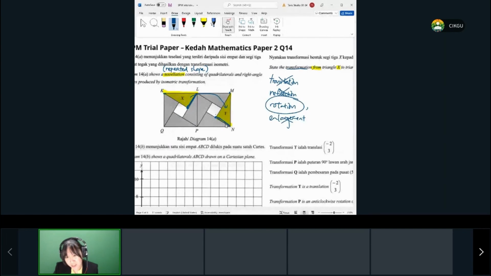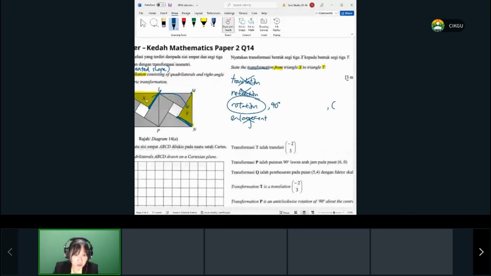So you look at the angle between this line and this line. It looks like 90 degrees. This one is like this, this line is like that, so they form 90 degrees. So it's going to be a 90-degree rotation from X to Y. This one follows the clock direction, so clockwise. Done.